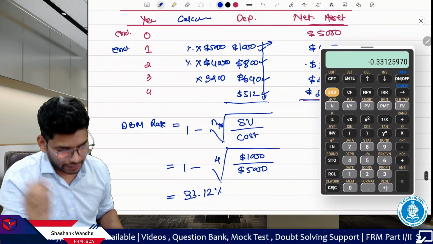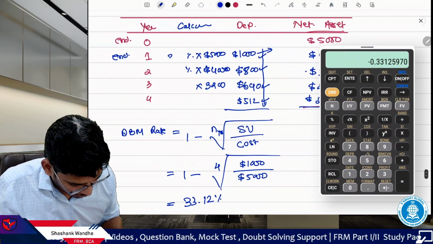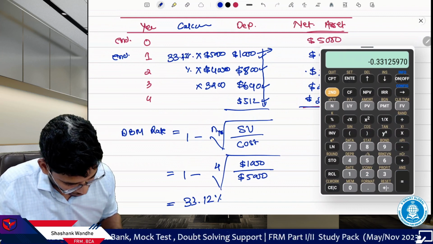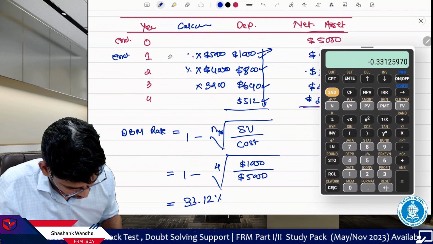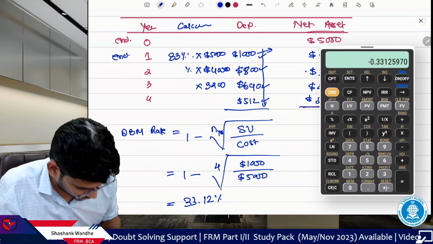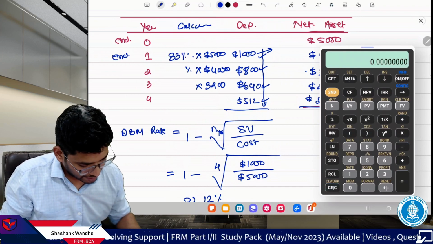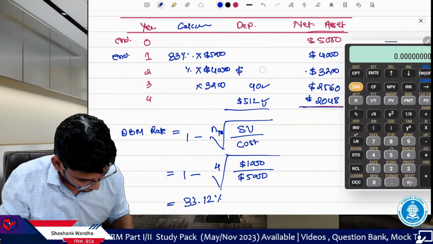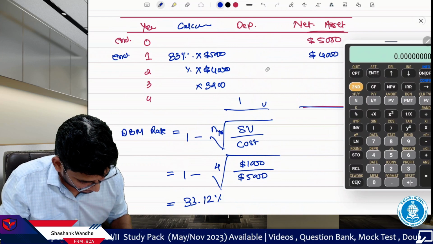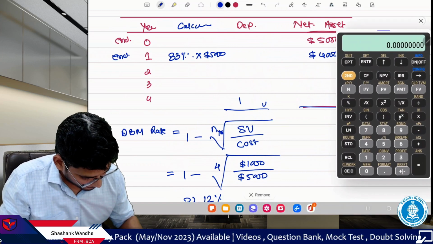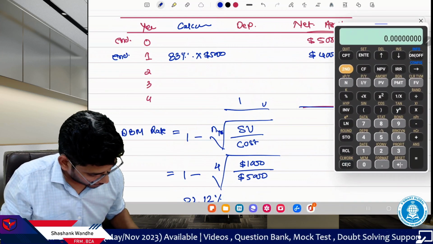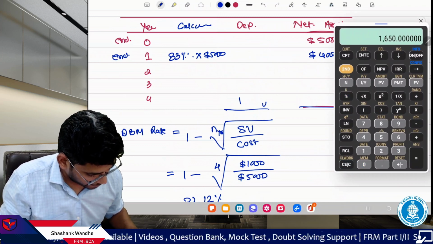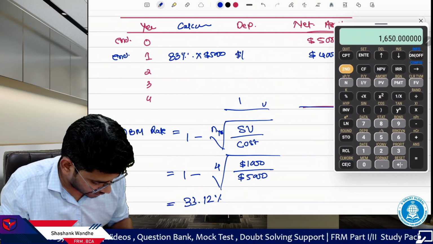33.12%. Okay, now see here. If we charge 33.12%, or simply 33% to simplify our discussion, on $5,000, then see what happens. For the initial period, $5,000 multiplied by 33%, the expense is $1,650.